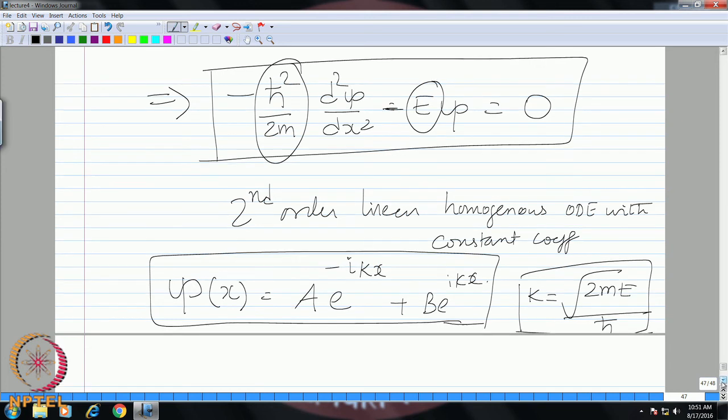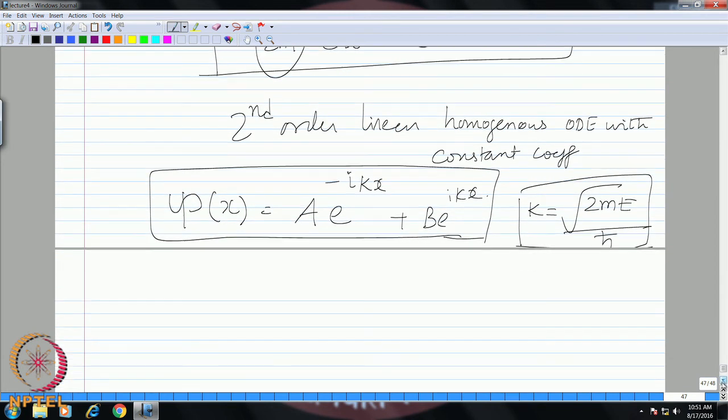Okay. So, now therefore, you can relate your energy directly to this constant k here, and what is the final solution? Psi of x comma t. So, we multiply the time solution to this space solution, and therefore, what do you get? A e power minus I. With respect to time, what do you have?